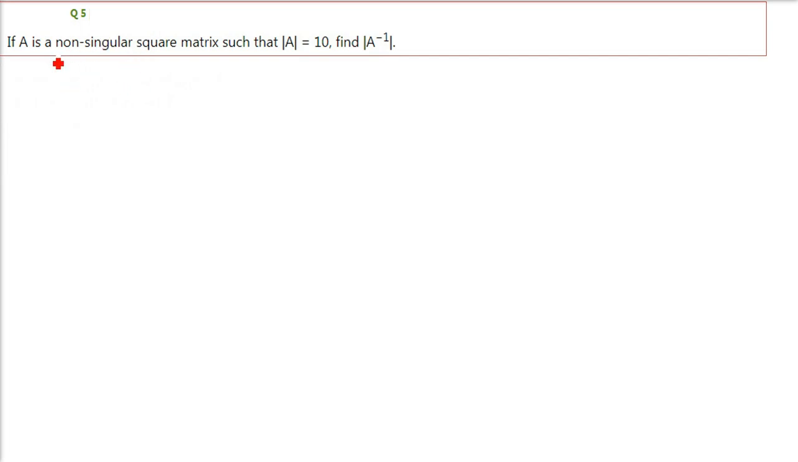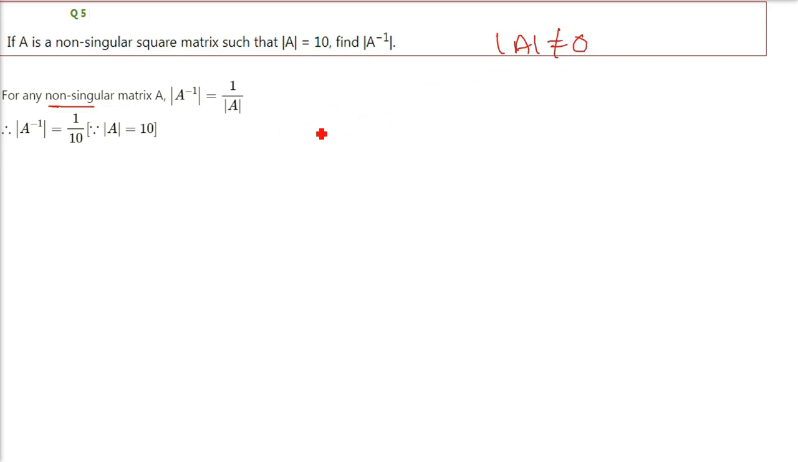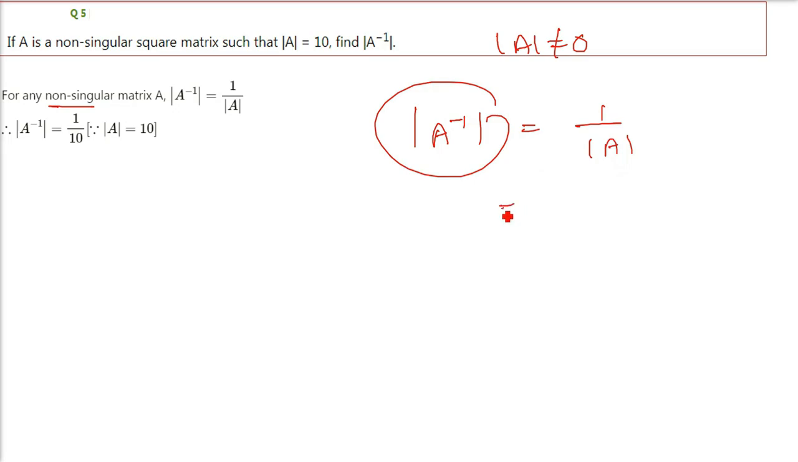If A is a non-singular square matrix such that determinant of A is equal to 10, find the determinant of A inverse. So all the properties we have already discussed in the theory. So I'll just give you this: determinant of A is not equal to 0. Then determinant of A inverse is nothing but equal to 1 by determinant of A. So this is 1 by 10, and that is the answer.